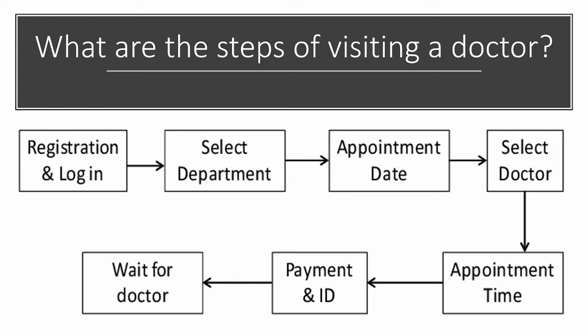First, you need to log into the hospital's website for registration. Then select a department you want to visit and arrange your appointment date. And then select your doctor and choose an appointment time. Now, you are ready to go to the hospital as you have an appointment with the doctor. At the hospital, you complete payments before you see the doctor, and finally, you wait for the doctor. That's how it works in general.